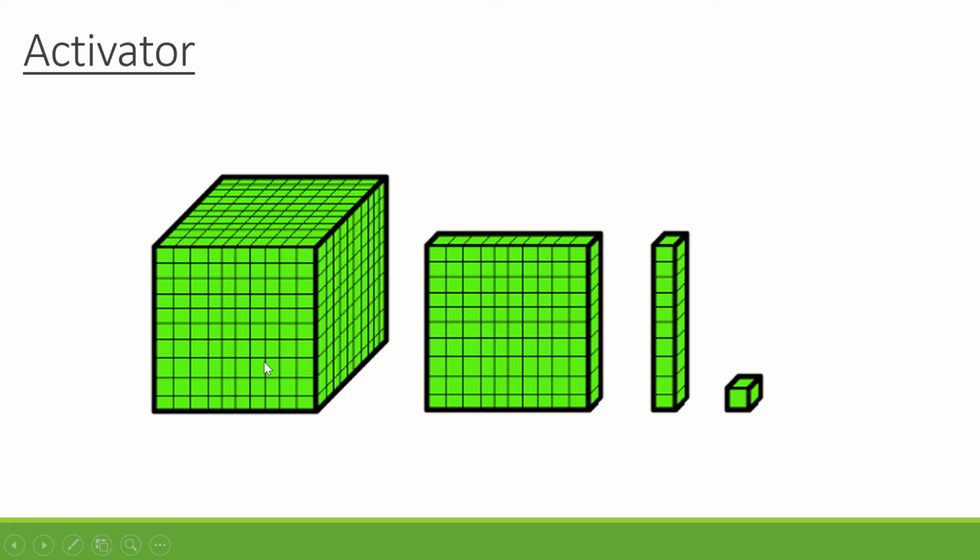I also know that as I move to the right, each block has a value that is 1/10 of the block to its left, because this flat is one piece out of 10 that are needed to make a cube. So the flat has a value that is 1/10 of a cube. I know that a rod has a value that is 1/10 of a flat because it takes 10 rods to make a flat. And then finally, I know that a unit has a value that is 1/10 of a rod because it takes a total of 10 units to make that rod.